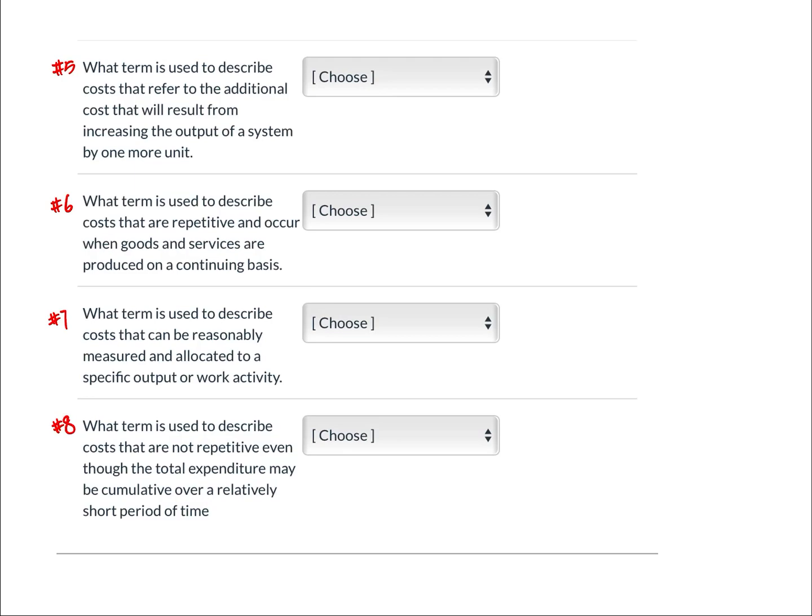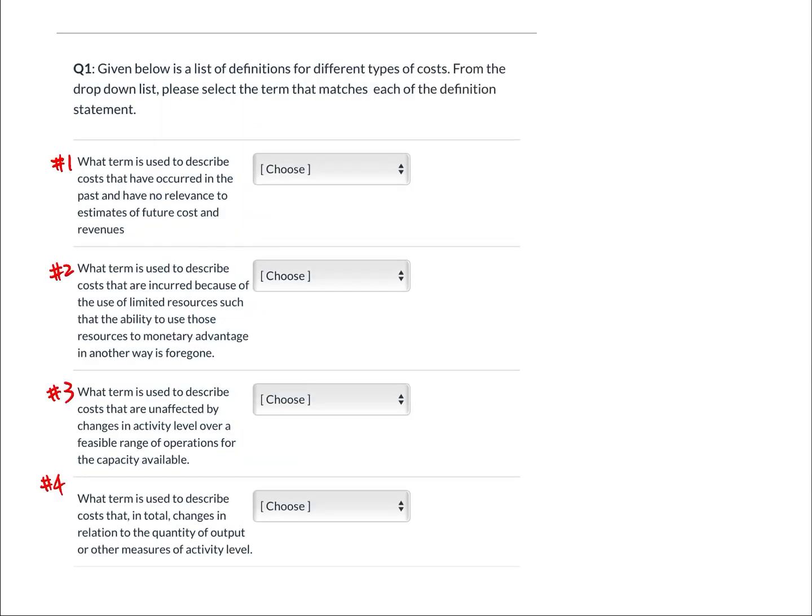And can you tell me what this description is about? For example, number 1, what term is used to describe costs that have occurred in the past and have no relevance to estimates of future cost and revenues? So it happened in the past and it has no relevance to your current choice. So this type of cost, what's the name of it? We just discussed that. Think about that, okay? I'll give you maybe 10 seconds to do so.